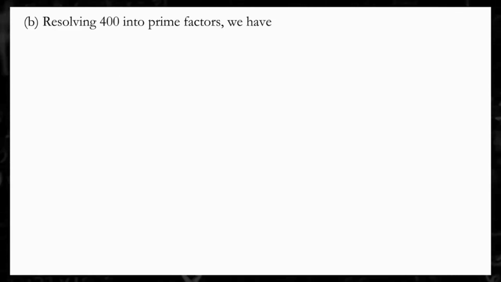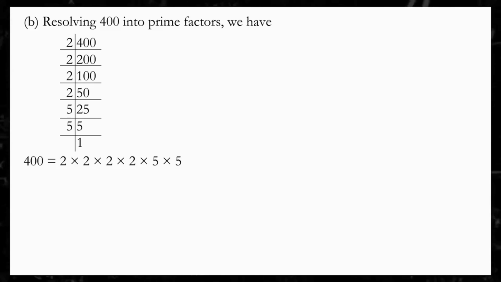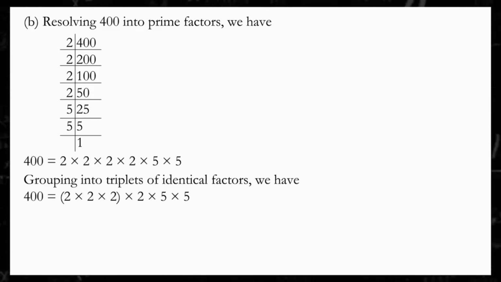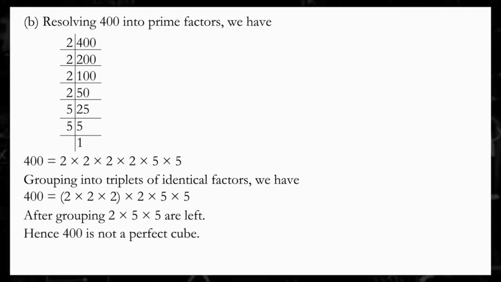B. Resolving 400 into prime factors, we have: on dividing 400 by 2, we get 200. On dividing 200 by 2, we get 100. On dividing 100 by 2, we get 50. On dividing 50 by 2, we get 25. On dividing 25 by 5, we get 5. On dividing 5 by 5, we get 1. 400 is equal to 2 into 2 into 2 into 2 into 5 into 5. Grouping into triplets of identical factors, after grouping, 2 into 5 into 5 are left. Hence, 400 is not a perfect cube.